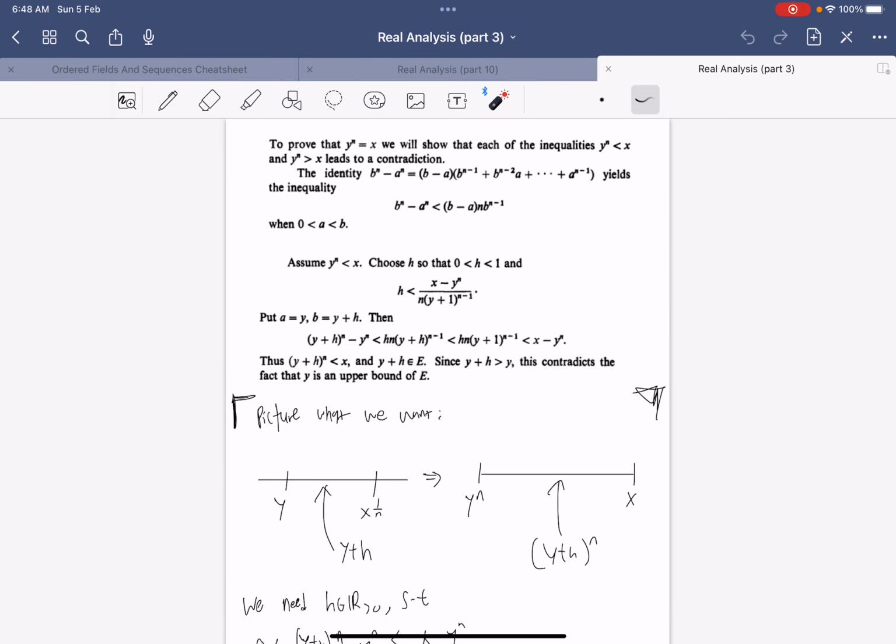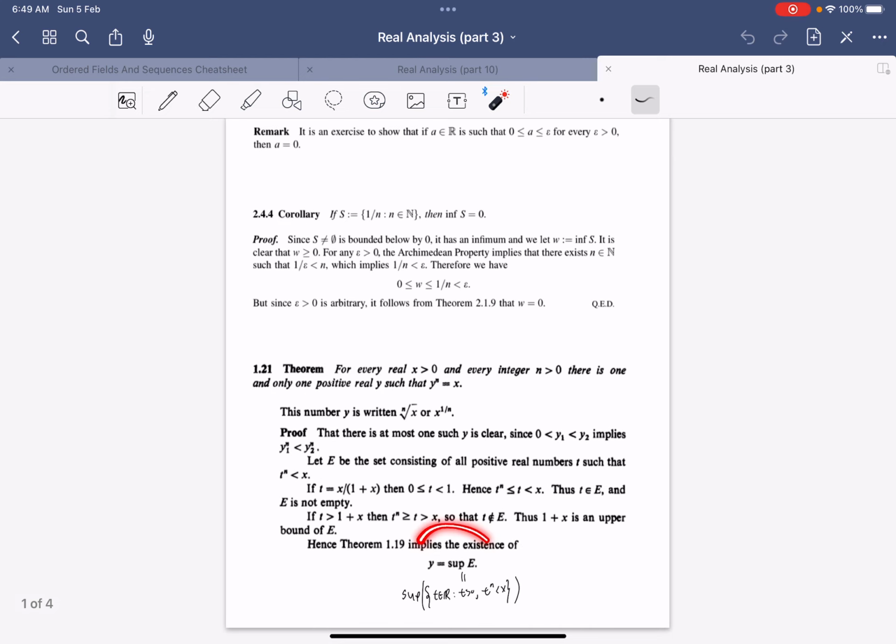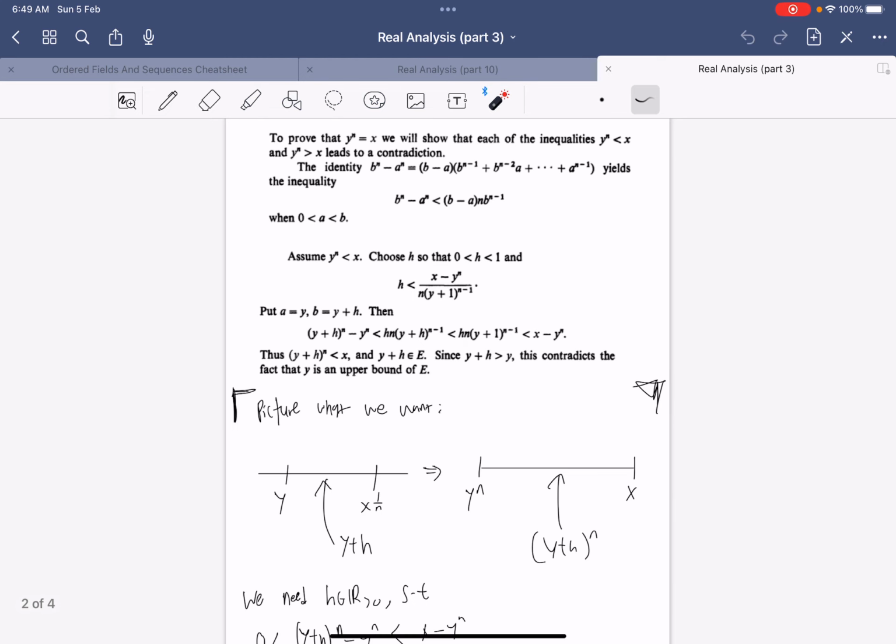And so now we want to prove that y to the power n equals x, where y is the supremum of E. So first, let's say we have this identity where b to the power n minus a to the power n equals the following term. Because b is greater than a, all the a's here can be replaced by b, and it will just be n copies of b to the power n minus 1. So b to the power n minus a to the power n is less than this term. And so now we assume that y to the power n is less than x.